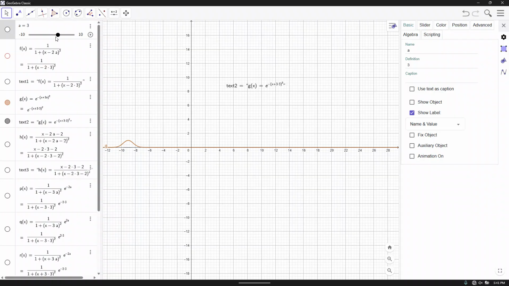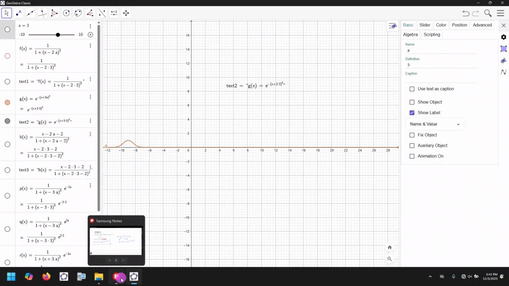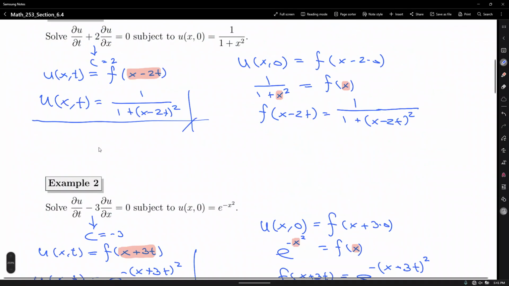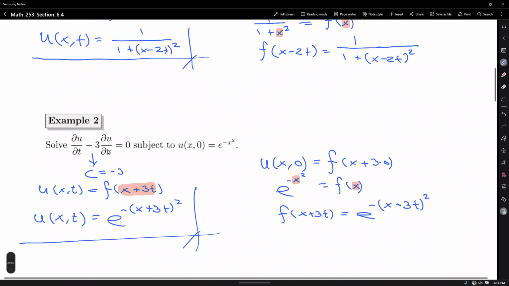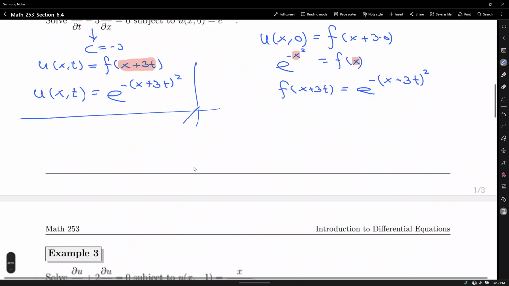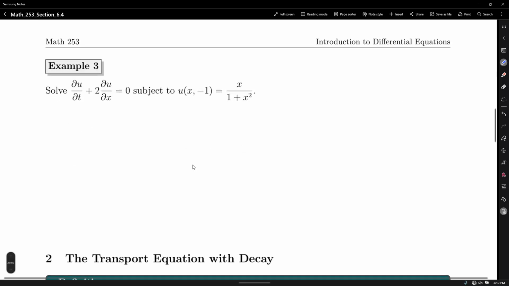Why is that? If you compare this equation with the one we just solved in the previous example, the positive coefficient tells us a positive transport. The negative coefficient indicates a negative transport. All right? Let's do one more. You can see these ones are very quickly solved, right? All you need to look at is the value of c, okay?